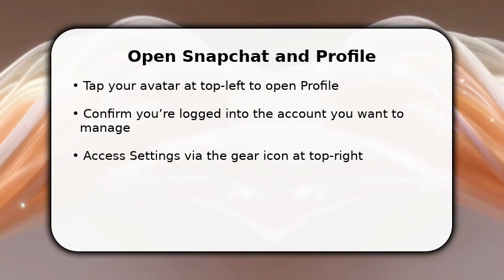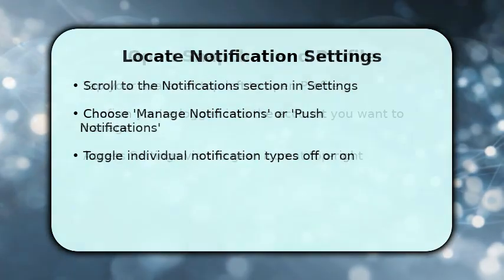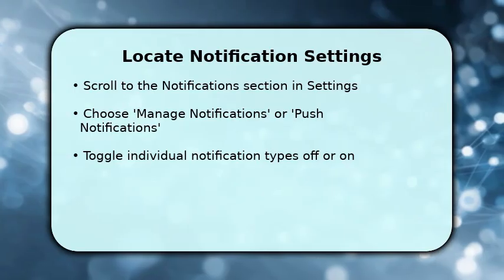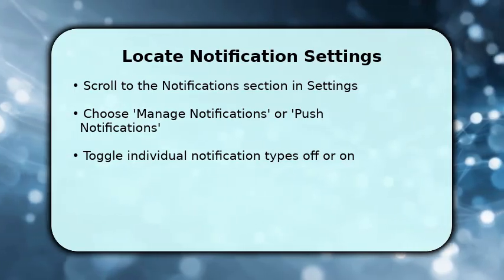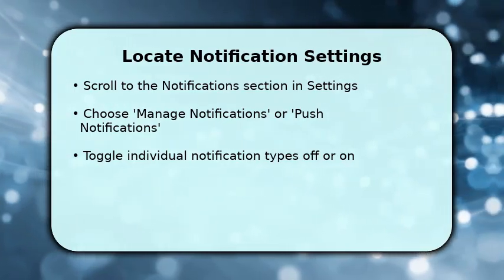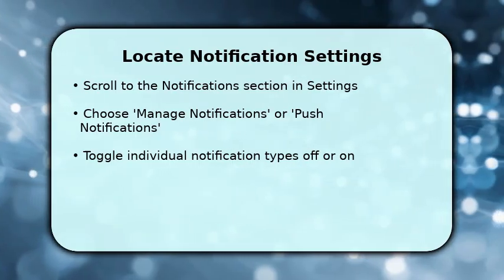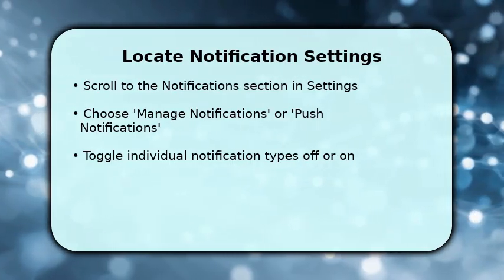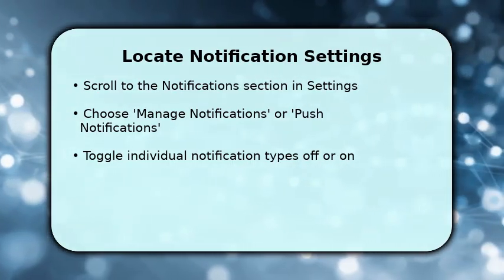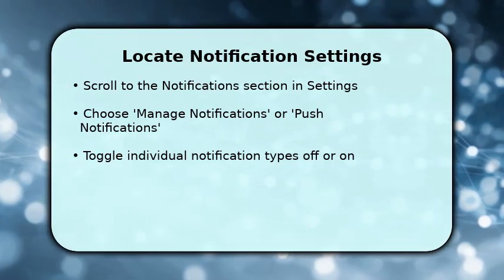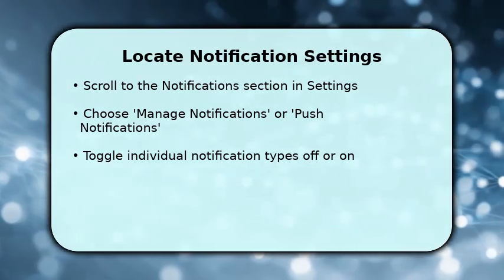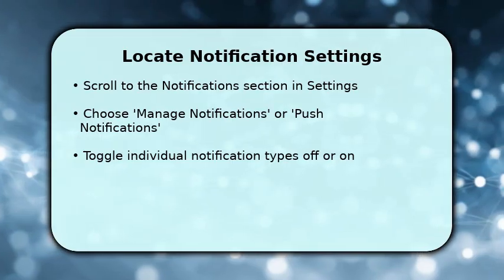Once inside settings, scroll until you find the notifications section. It groups all alert controls. Tap Manage Notifications or Push Notifications to see granular options like snaps, chats, stories, and friend requests. You can toggle each type individually. Turn off snaps and chats if you want silence, but keep friend requests on, for example.